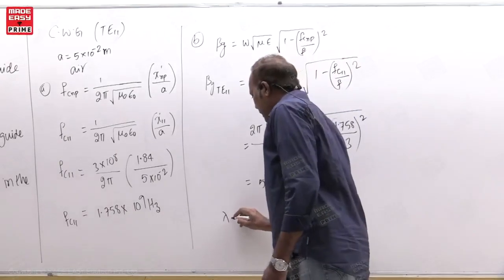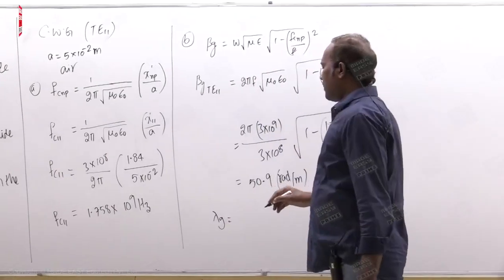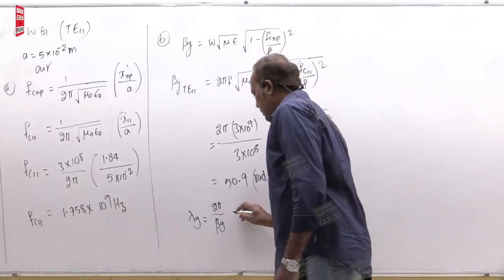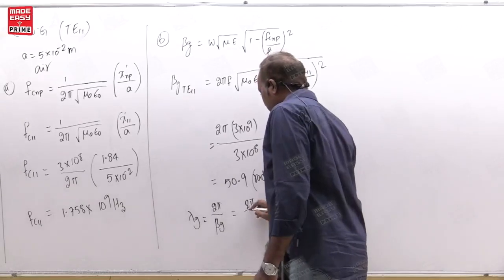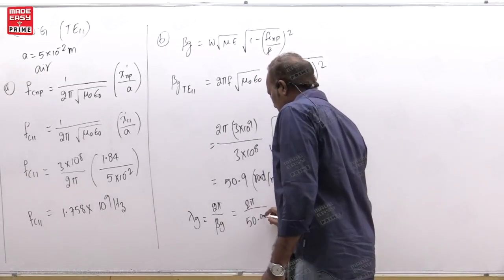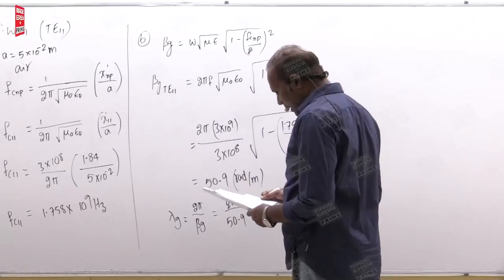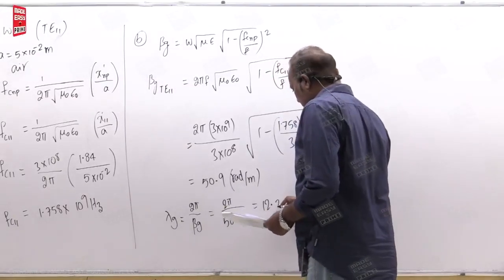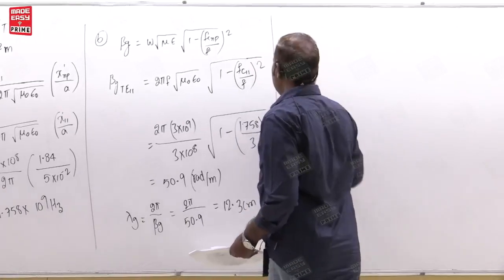Now lambda g is required. One more formula, lambda g is nothing but 2 pi by beta g. That means 2 pi divided by 50.9, and now you get 12.3 centimeter. That is lambda g.